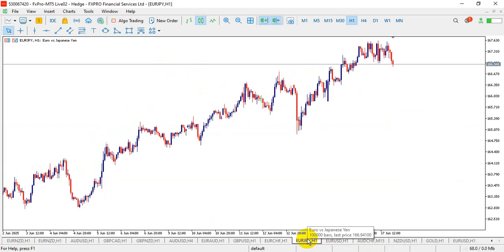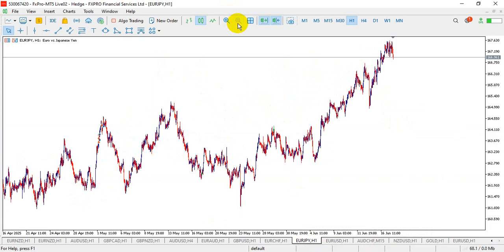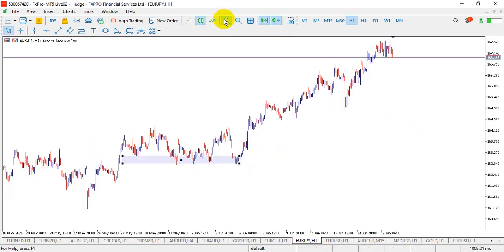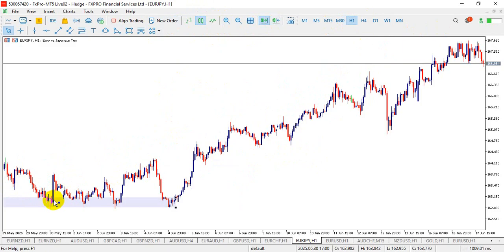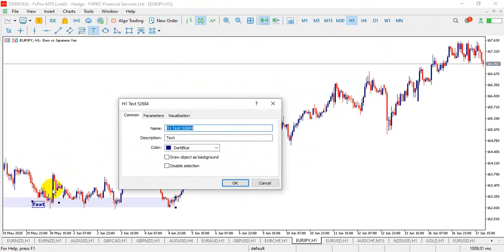Then for Euro JPY, if you look at this chart, you see that it has been in an upward trend, such that what happened here, let me start from somewhere here. We saw that price tapped this demand zone. Let me just use demand zone, but I'm using buy zone.